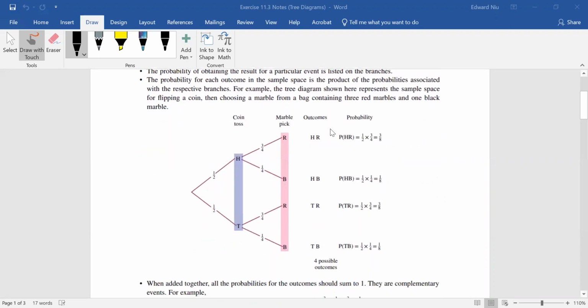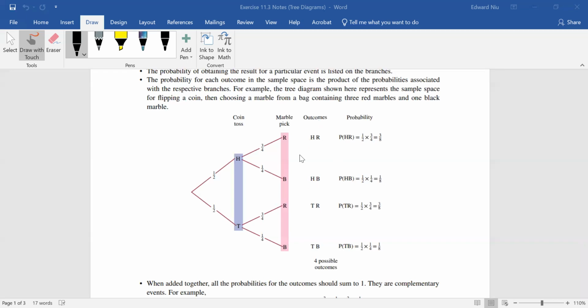So down below here, we've got a nice little example of two experiments, a coin toss and then a marble pick. And we can see here you've got a 1 in 2 chance of drawing a heads or a tails from the coin toss. Sorry, or flipping a coin. And then from the marble pick, you've got a 3 in 4 chance of drawing a red marble, a 1 in 4 chance of drawing a blue marble. And clearly there's only 4 marbles in total in the bag, and 3 of them are red. 1 of them is blue.